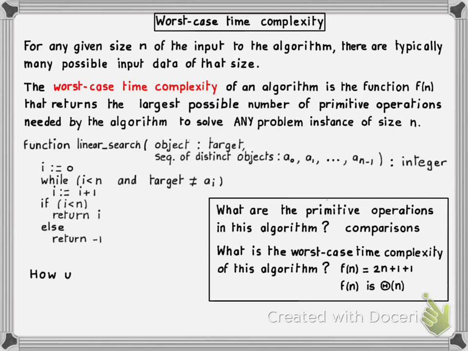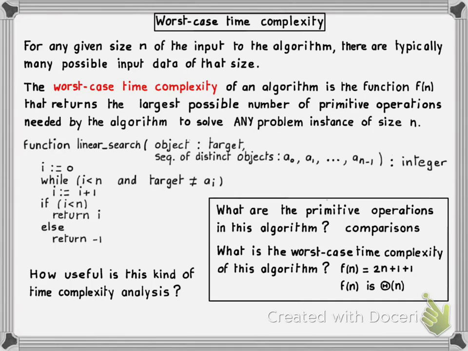how useful is this kind of time complexity analysis? Remember, in the best case time complexity, we were so optimistic that that kind of analysis was not very useful. Here is the opposite. In a worst case time complexity analysis, we are extremely pessimistic. We're only considering the worst possible case. How useful is that?